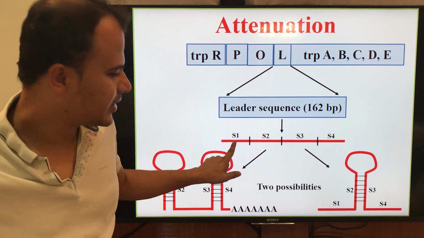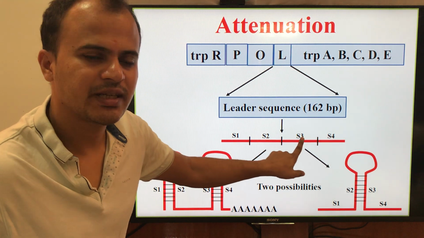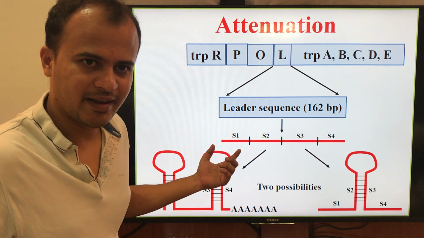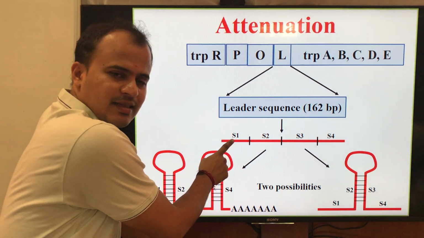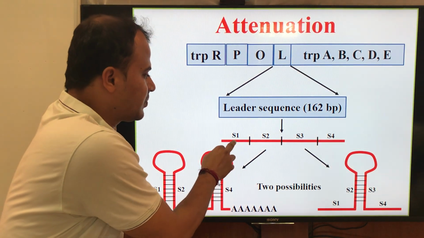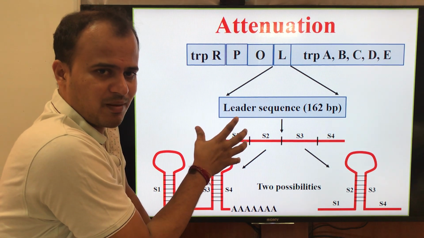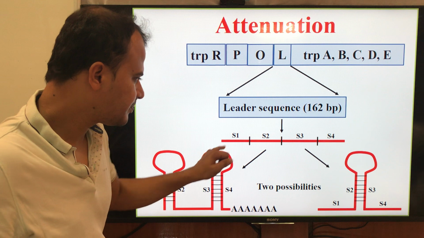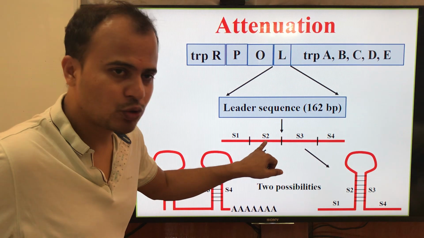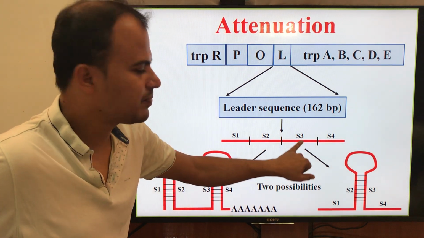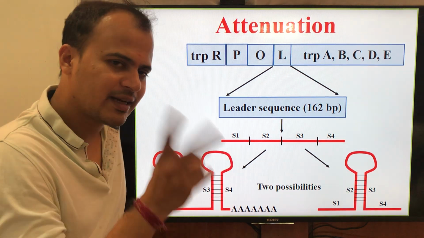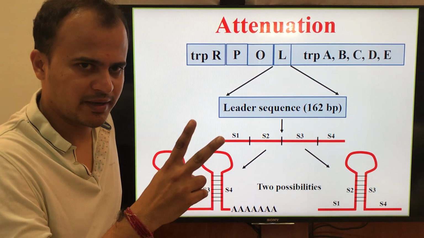Sometimes some authors also designate these as region 1, region 2, region 3 and region 4. You should know the property of this RNA. When it is transcribed, the RNA formed has self-complementation. Self-complementation in the sense that S1 has complementary base pairing with S2, S2 has complementary base pairing with S3, and S3 has complementary base pairing with S4. Therefore, there are two possibilities.